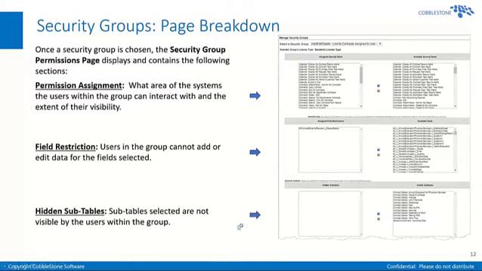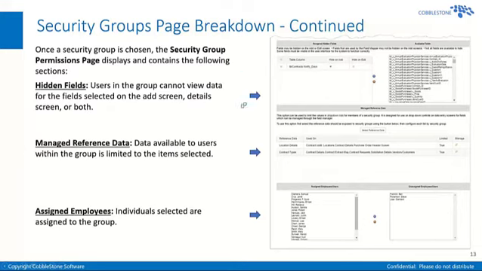The next option down are hidden subtables. This is a fairly new option for us with CobbleStone, but we can choose to hide specific out-of-the-box subtables or some user-defined subtables directly from the users in this group. So saying, okay, you know what, you can see all the data for the parent record and maybe some of the subtables, but you can't necessarily see all of the subtables. Maybe that information is a little more secure or just something that's not relevant to the members of that security group. So it gives us the table and then the subtable name.